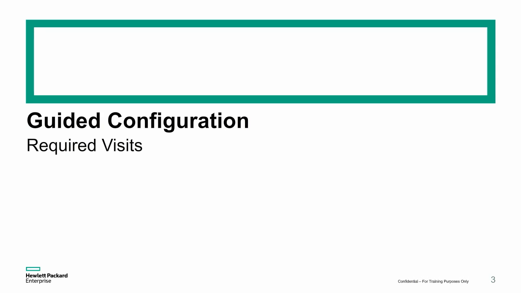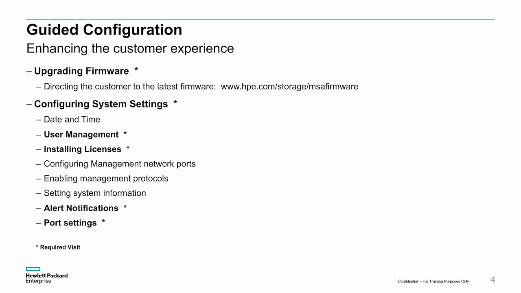First, we'll walk through the guided configuration and the required visits. For factory new HPE MSA 1050 and MSA 2050-2052 systems, the user will be initially taken to a new welcome screen presented in the home topic. The customer will be guided with required visits through the best practices while setting up their storage system for the first time. Once all required visits are completed, the customer can click a link to bring up the familiar home page of the MSA family V3 System Management Utility.